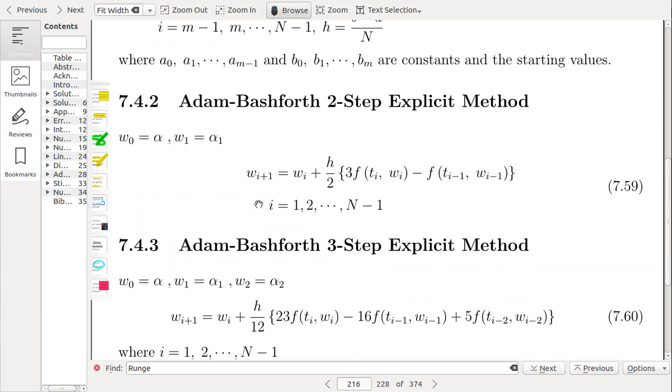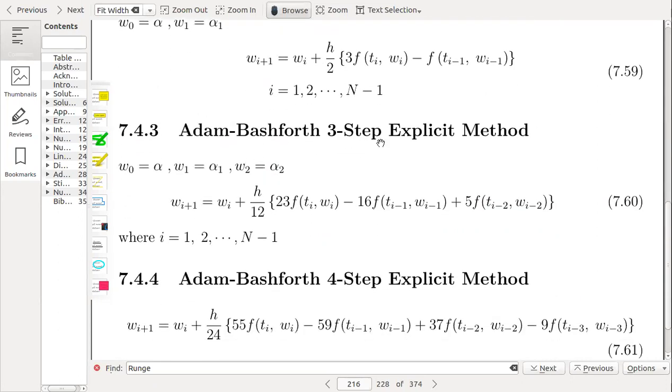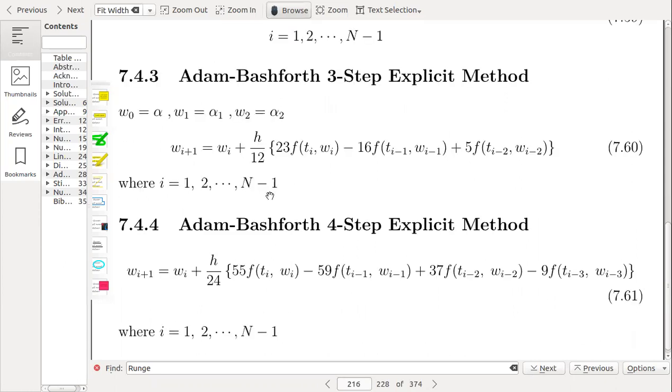So that is why we can say that this is an explicit method. Similarly, Adams-Bashforth three-step explicit method needs three initial approximated values or starting values to calculate the next value. Wi plus 1 is equal to Wi plus h over 12, 23 f(ti, Wi) minus 16 f(ti minus 1, Wi minus 1) plus 5 f(ti minus 2, Wi minus 2), where i is equal to 1 to so on n minus 1.